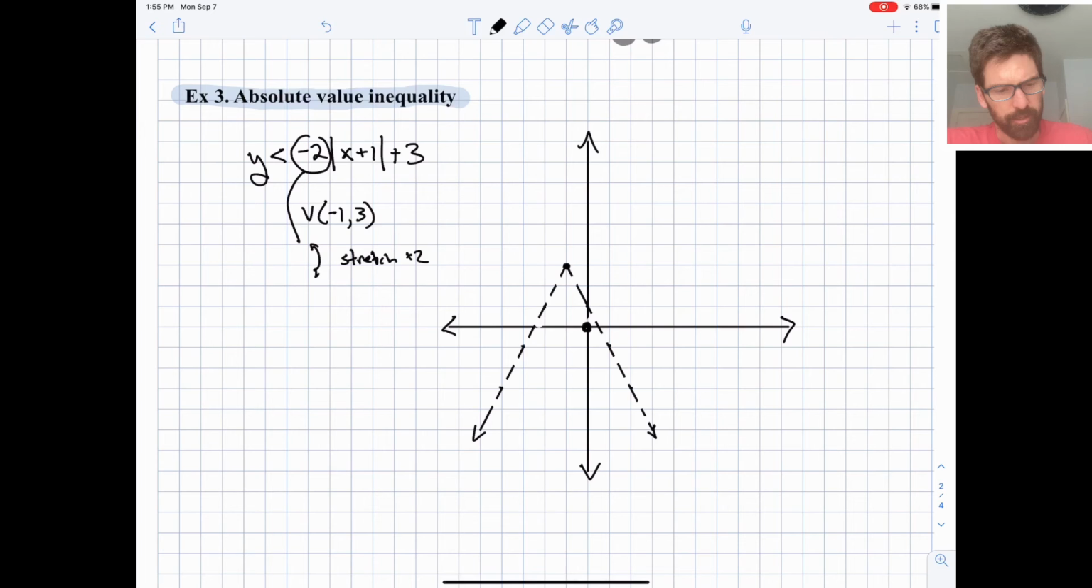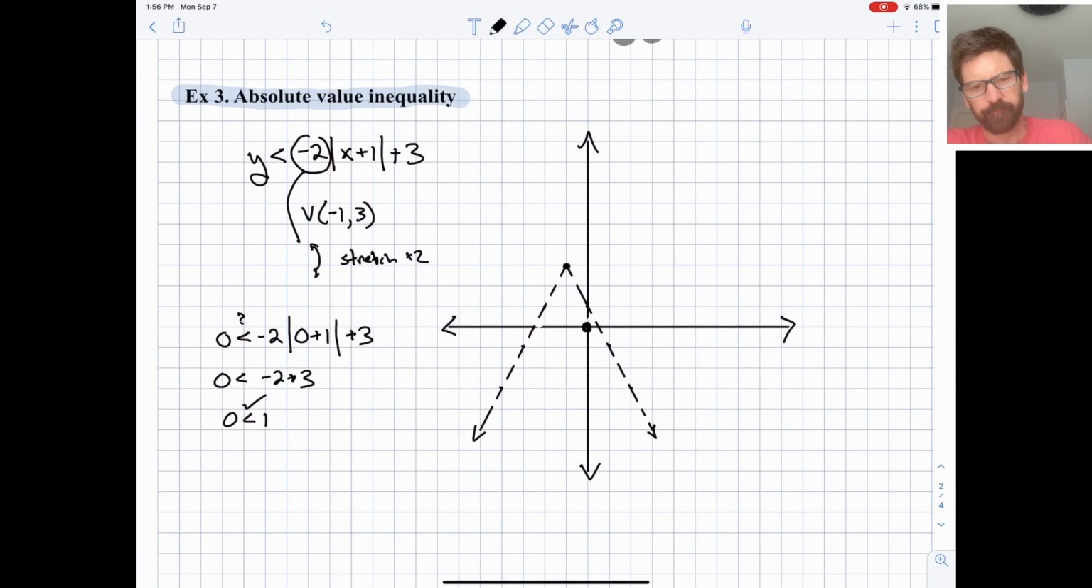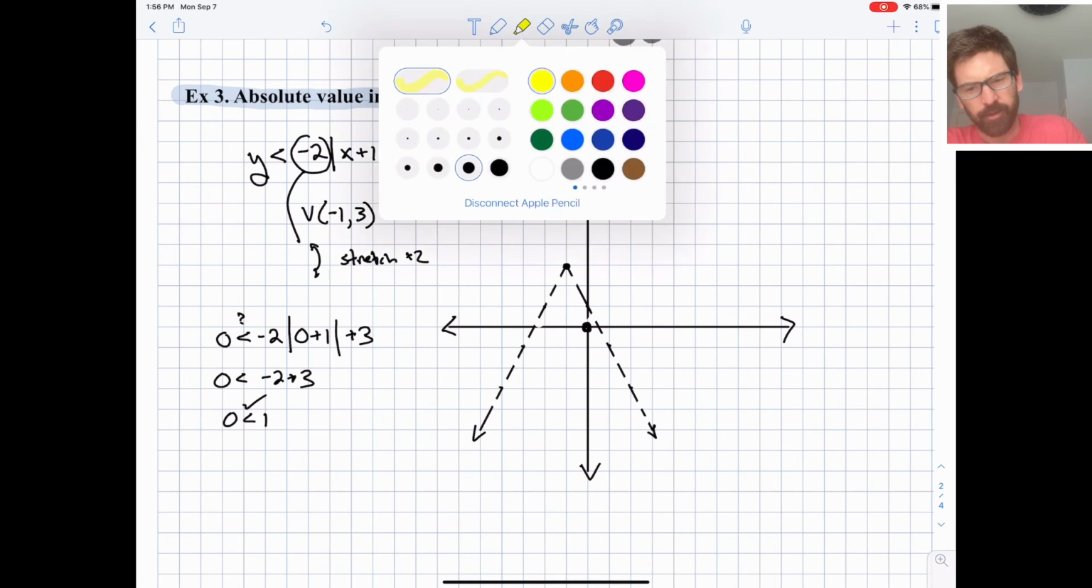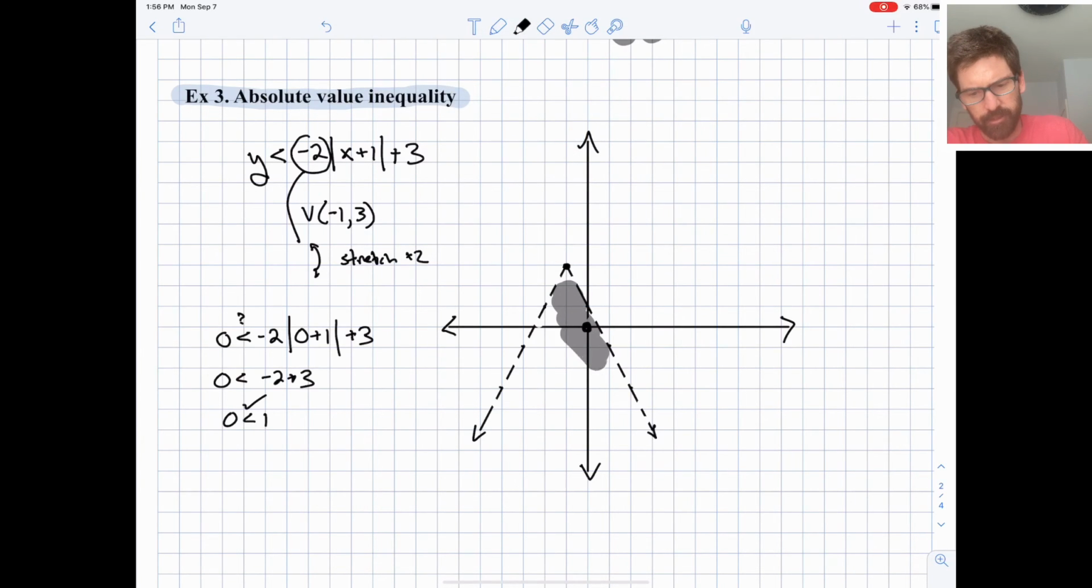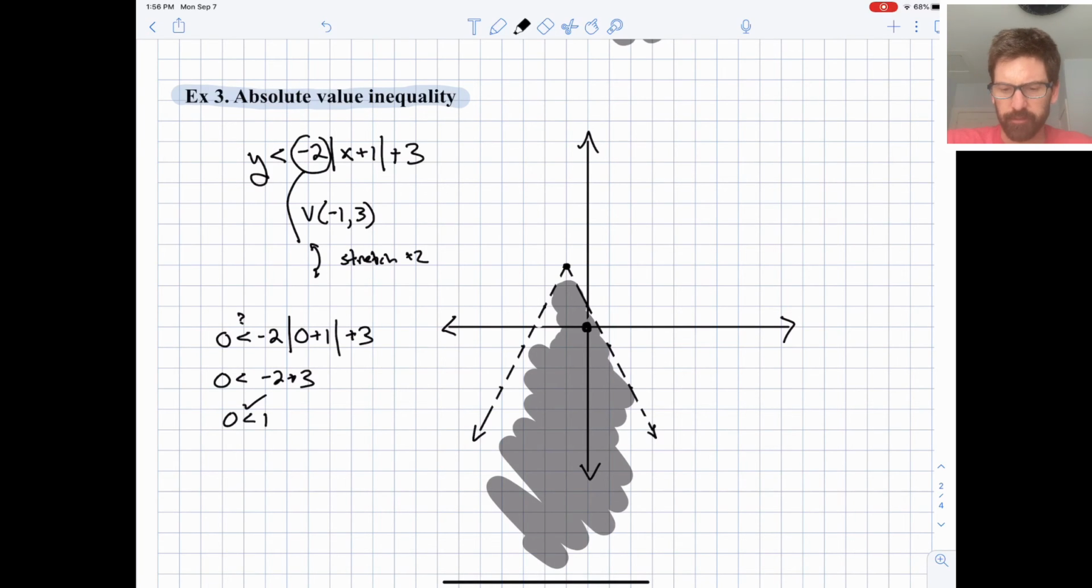as our test point. So is 0 less than negative 2 times the absolute value of 0 plus 1 plus 3? We're seeing if this is a true statement. Is 0 less than negative 2 plus 3? Is 0 less than 1? It is. So we shade the side that includes 0. So that's this zone inside our absolute value function, okay? The portion of the plane that includes 0.